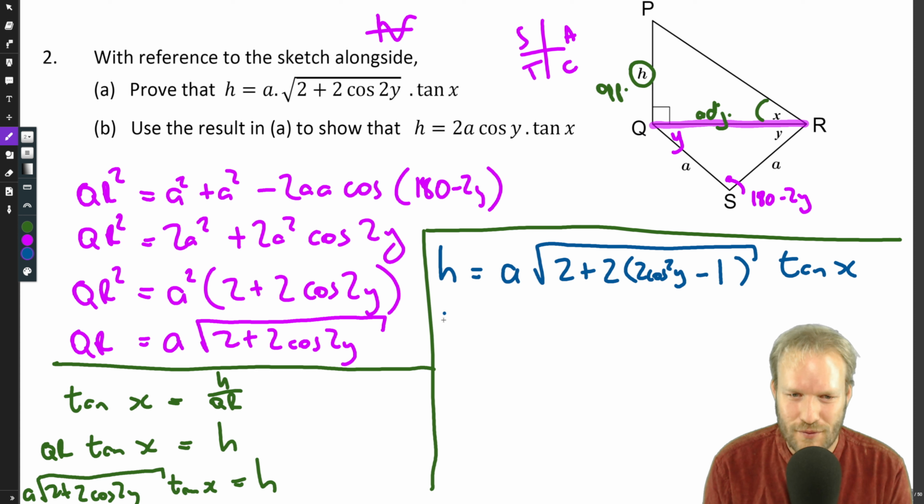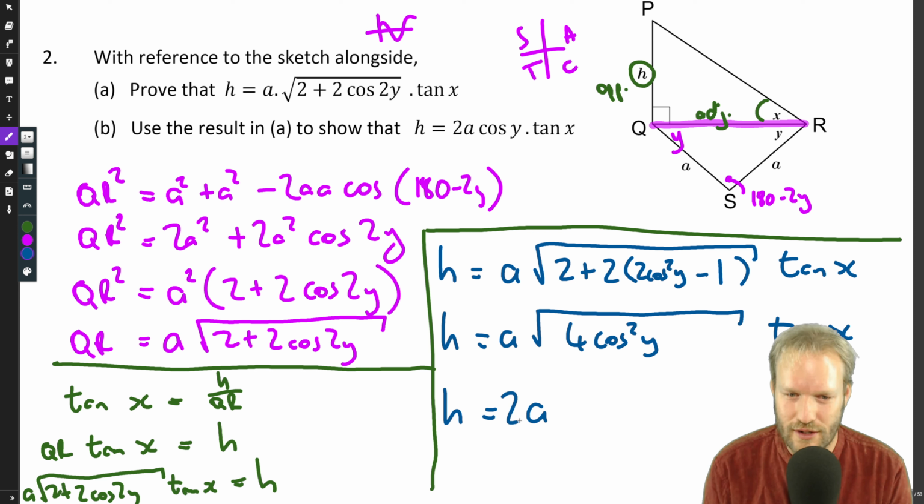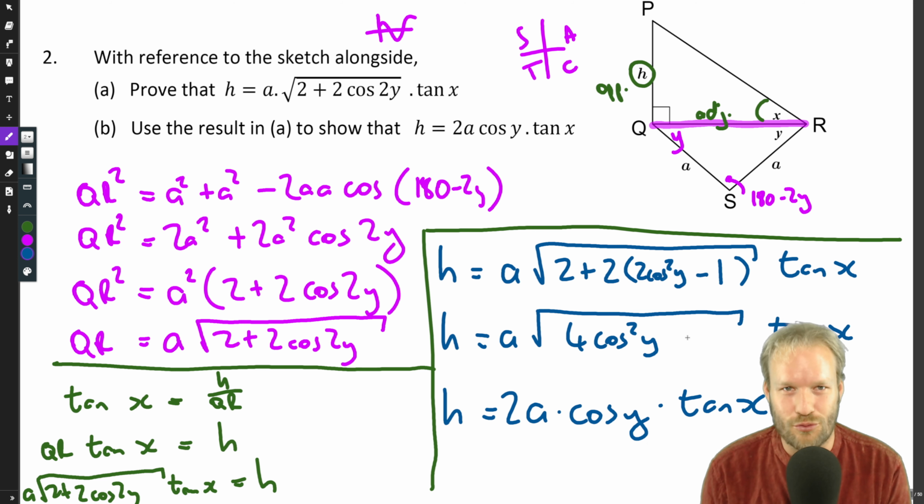It's always the question. Okay, so h equals a. Well, now we've just got, we're going to distribute. We already chose it, so the 2's would cancel. Underneath the square root, we're just left with 4 cos squared y. We've got the tan x outside. Well, now life's easy because a is a. The square root of a product is just the product of square roots. So the square root of 4 is 2. Square root of cos squared y is cos y. And tan x is just tan x. And lo and behold, that's what we're trying to find.